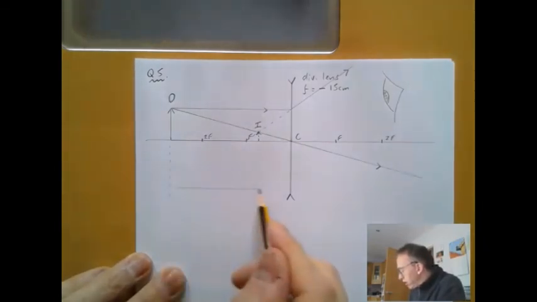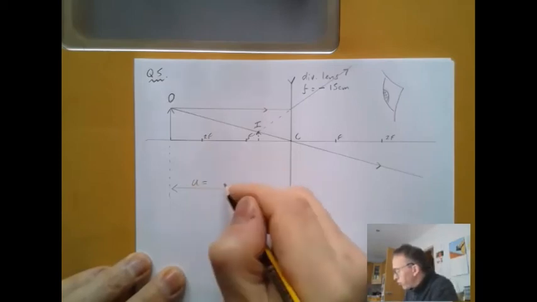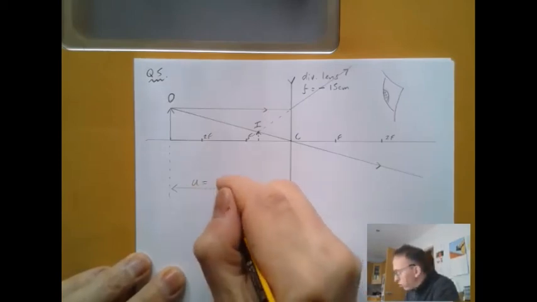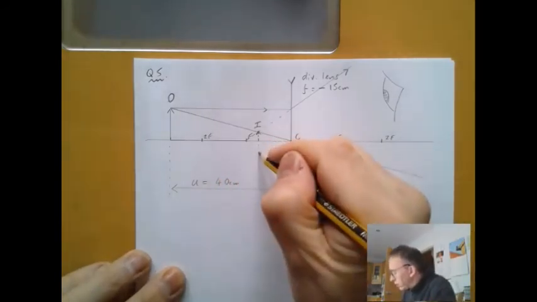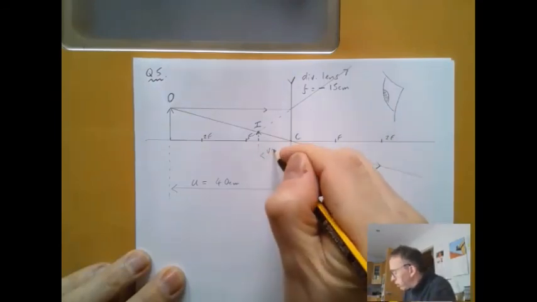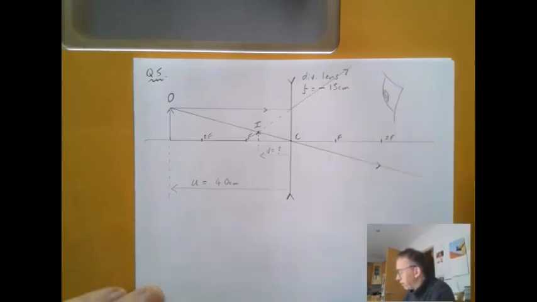The object distance u was 40 centimeters. The image distance here is question mark. The focal length is negative 15.